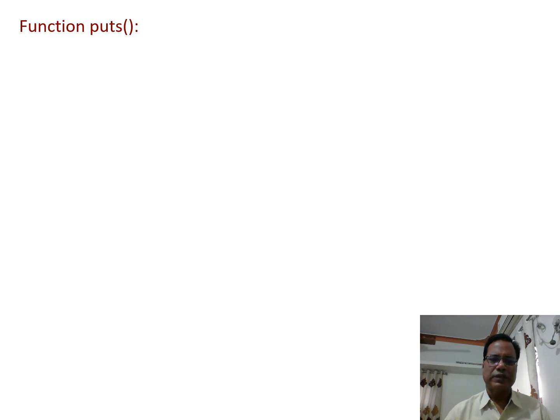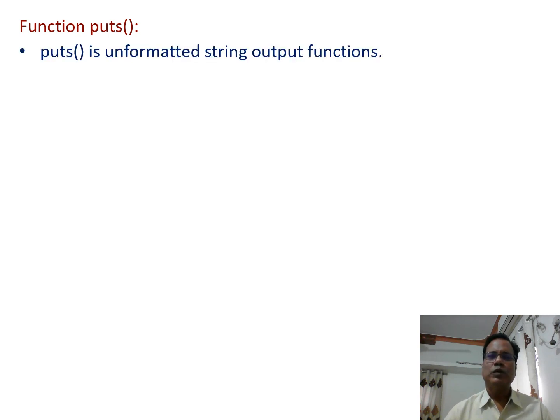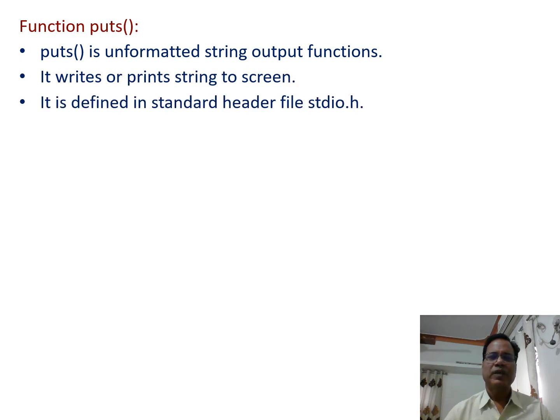Now let us discuss another function, that is puts. We have already discussed gets as an input function. Similarly, puts displays a character string on the output screen. So puts is an unformatted string output function. It writes or prints a string to the screen. It is defined in the standard header file stdio.h. The syntax for this function is puts(string) or puts(string variable).